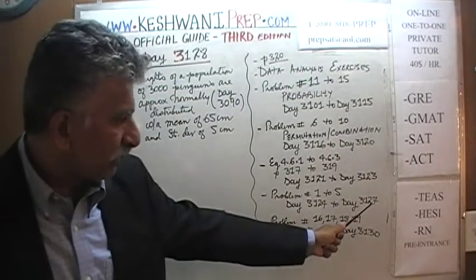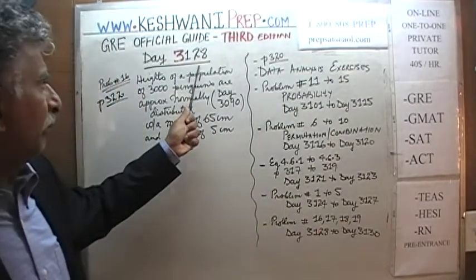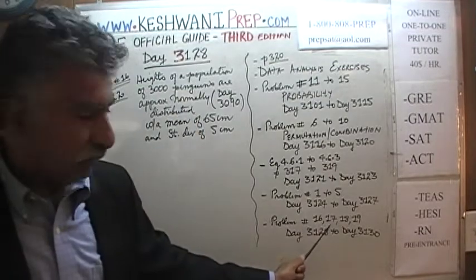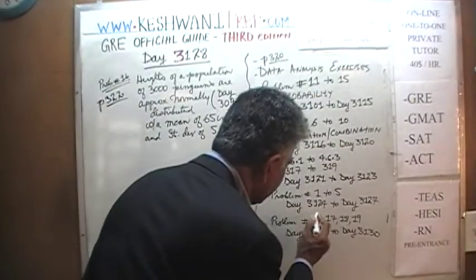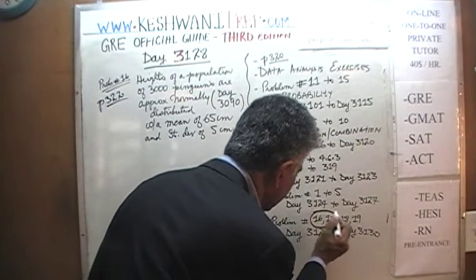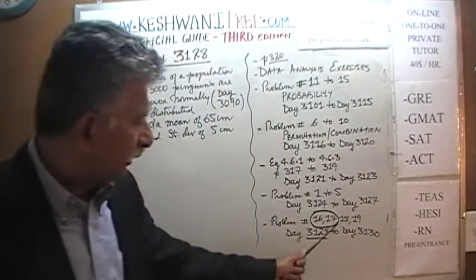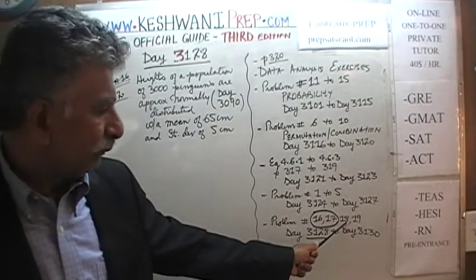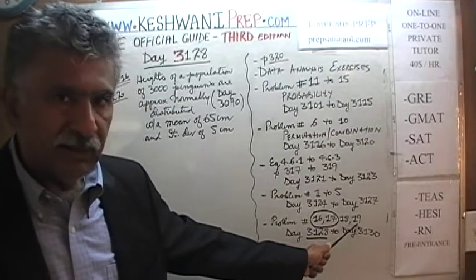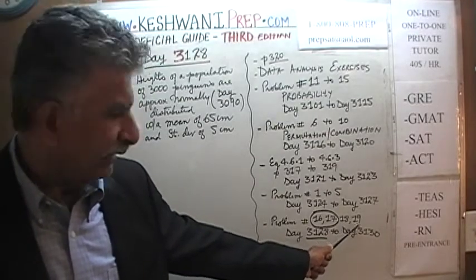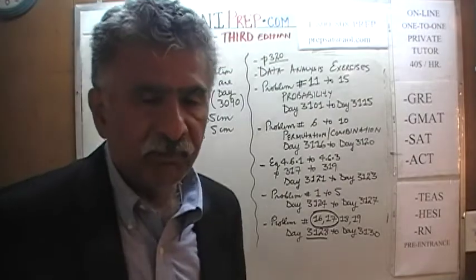We just did problem number 5 yesterday, and today we're going to pick up problem number 16. Today we'll do 16 and 17, on day number 3128. Tomorrow we'll do problem number 18. And finally, the day after tomorrow, we'll do problem number 19, the very last problem in the book.